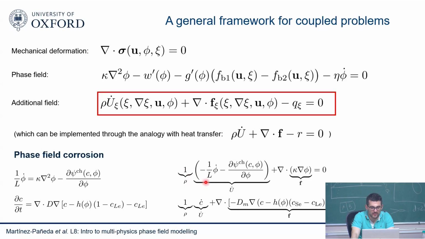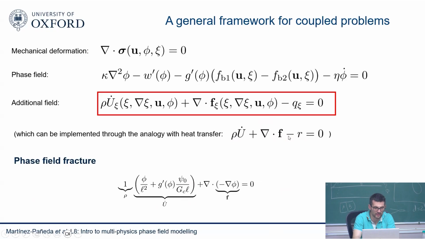So here this is U, this is F, this is U for the concentration, and this is F right there. So you can always find an analogy. So you just need to tell Abacus, I'm going to solve a thermomechanical problem, and now you define these things inside of the UMAT. That's the idea.